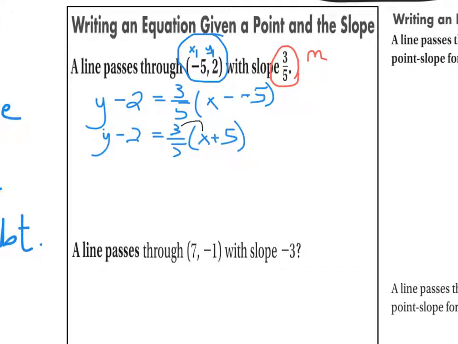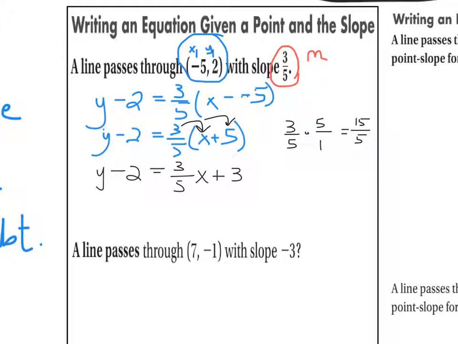So I'm going to distribute through. I distribute 3/5 times here, 3/5 times here. So this is still y minus 2 equals 3/5 times x, which is 3/5 x. Now 3/5 times 5. On your calculator, if you take 3/5 times 5 and hit math, enter, enter, it's going to give you a number. Or 3/5 times 5 over 1: 3 times 5 is 15, 5 times 1 is 5, and 15 divided by 5 becomes 3. So this ends up being plus 3 at the end.